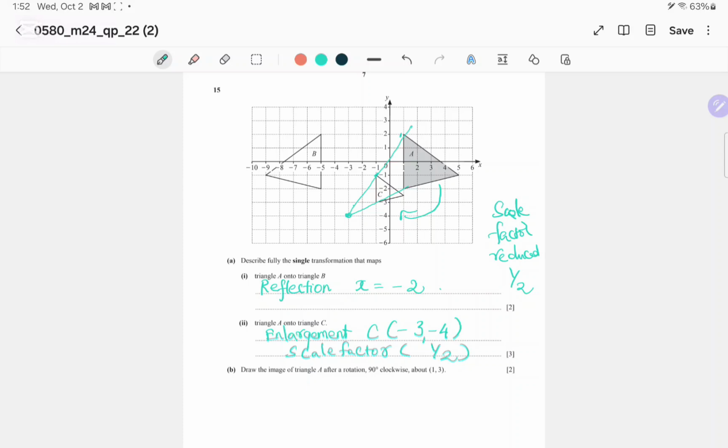Now we are going through the next question, which is: draw the image of triangle A after a rotation of 90 degrees clockwise about 1 comma 3. How to find out the center? They have given it, 1 comma 3. This is the center point. You have to trace it here, 90 degrees clockwise.